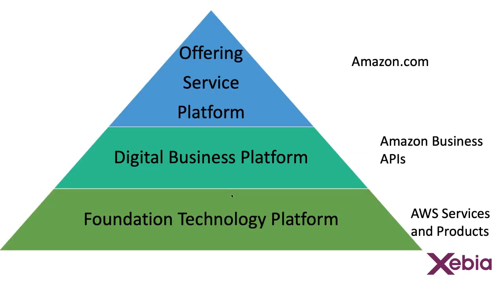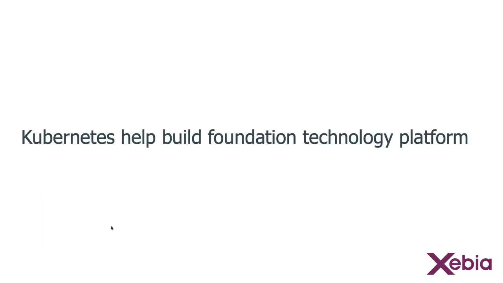And as you can see in this diagram, each of them stands on top of each other, which means that if you want to have a digital business platform, you need to have a strong foundation technology platform. Kubernetes falls under foundation technology platform. So this is what we are building. On top of Kubernetes or any other such platform, you can build your digital business. So you can build your APIs that you can expose to the end users. And finally, the offering service platform, which is the end application that different businesses can use. So each of them is building on top of each other. As I just talked about, Kubernetes is the foundation technology platform. So it is the enabler for that.